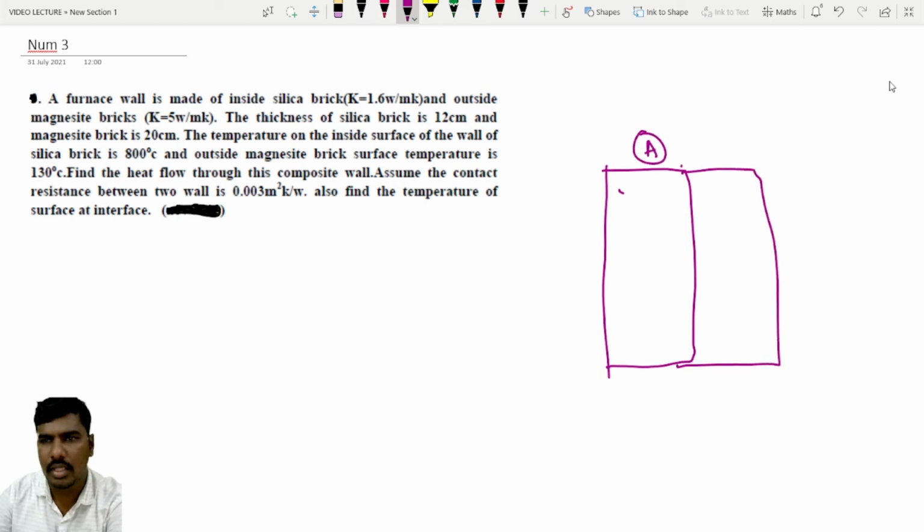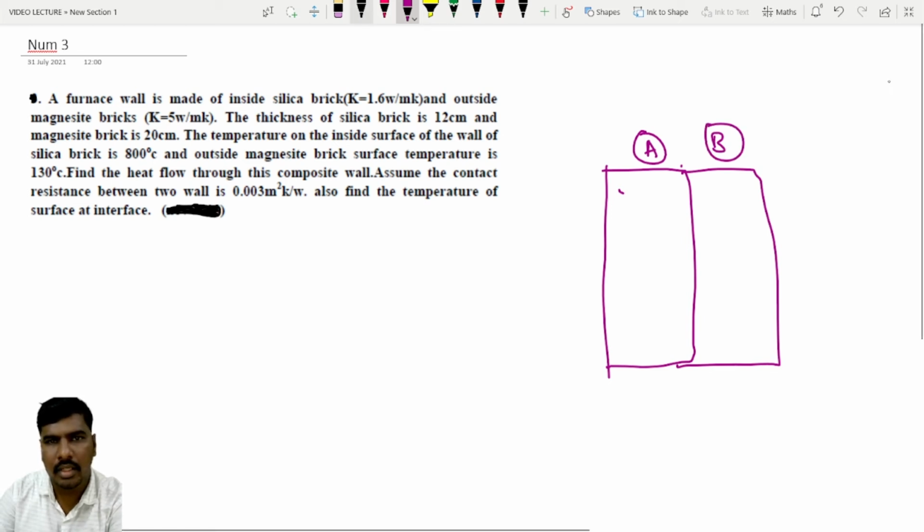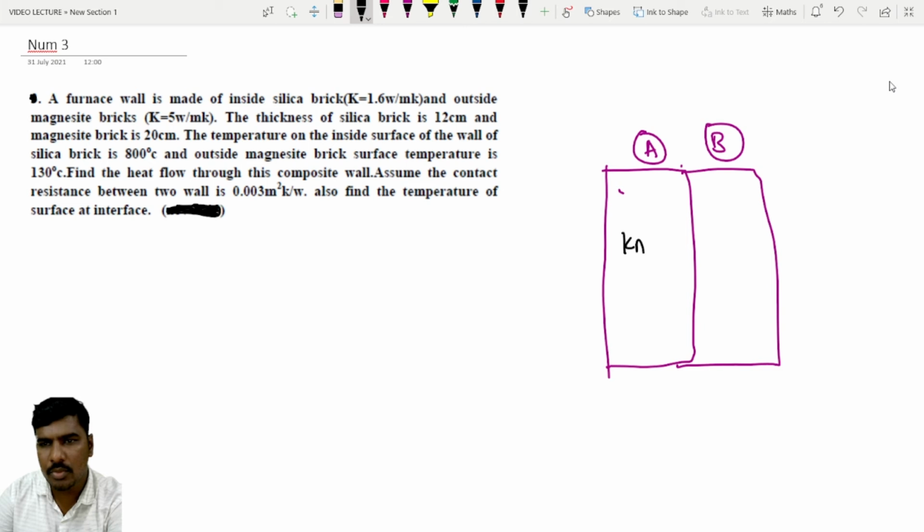We will consider them as A layer and B layer. The silica brick thermal conductivity is given, we will consider Ka as 1.6 watt per meter degree Kelvin, and here Kb is 5 watt per meter degree Kelvin. The thickness of silica brick is 12 centimeter, and the magnesite brick is 20 centimeter.